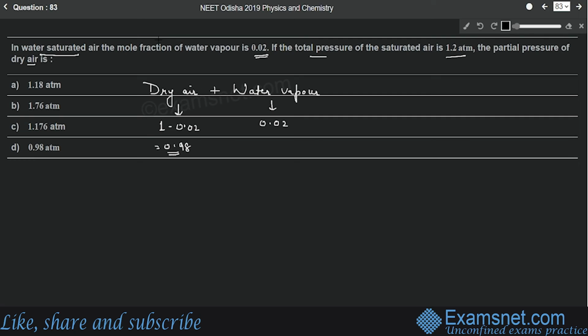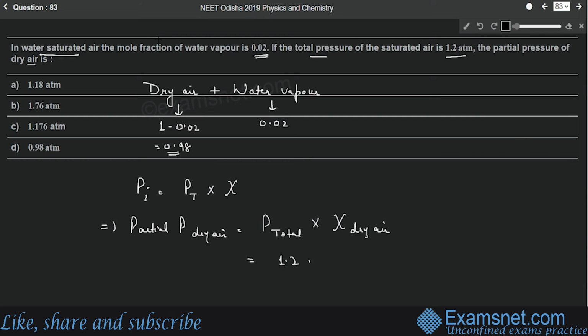Okay, now we have to find out the partial pressure of dry air, and we know that partial pressure is equal to the product of total pressure and the mole fraction, right? So partial pressure of dry air will be equal to the total pressure of the mixture into the mole fraction of dry air. Okay, total pressure is given as 1.2 atmosphere and the mole fraction of dry air is 0.98. So on multiplying this, we'll get 1.176 atmosphere. So this will be the partial pressure of dry air. That means option number C will be the correct answer.